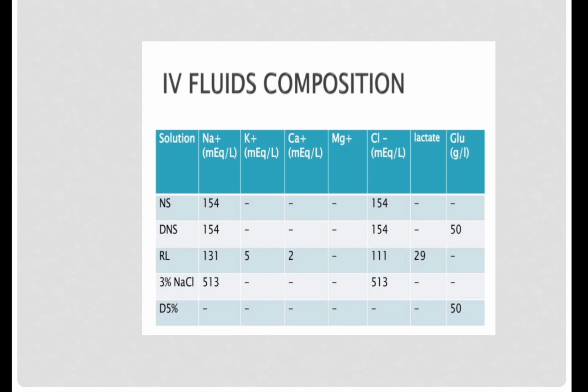So 1 liter of Ringer's lactate contains sodium 131 milliequivalent, potassium 5, calcium 2, chloride 111 and lactate 29. Similarly, dextrose water 5% contains 50 grams of glucose.